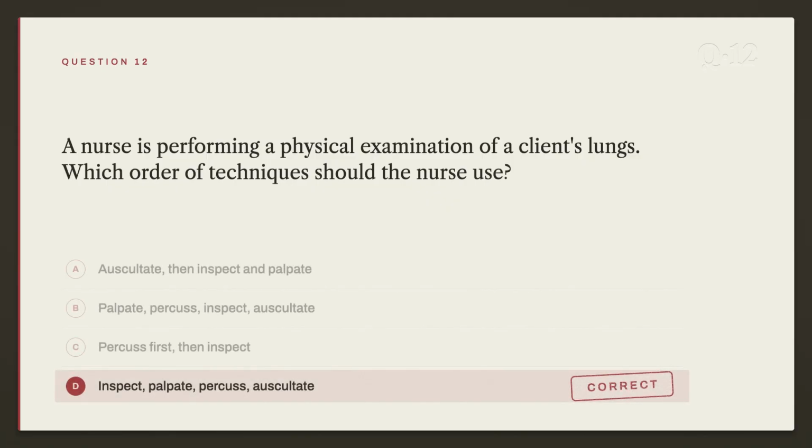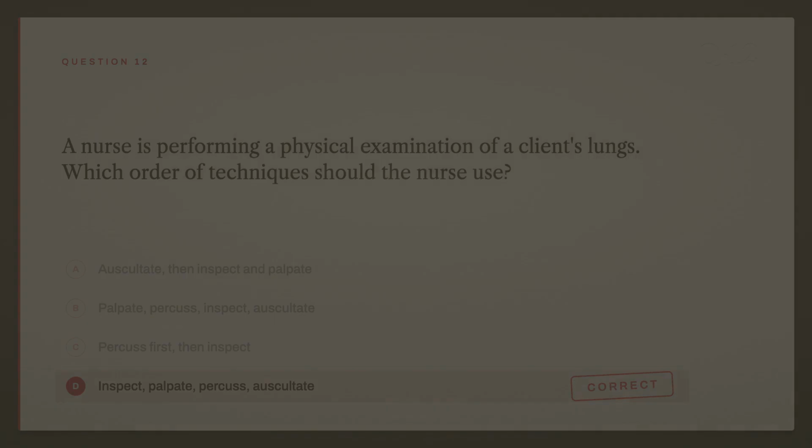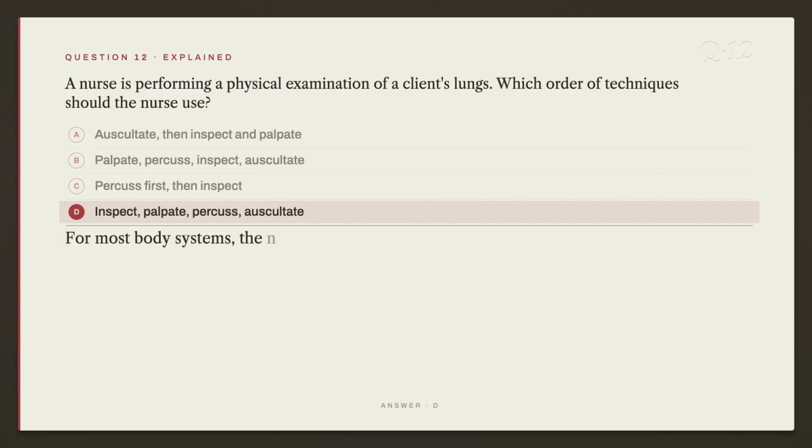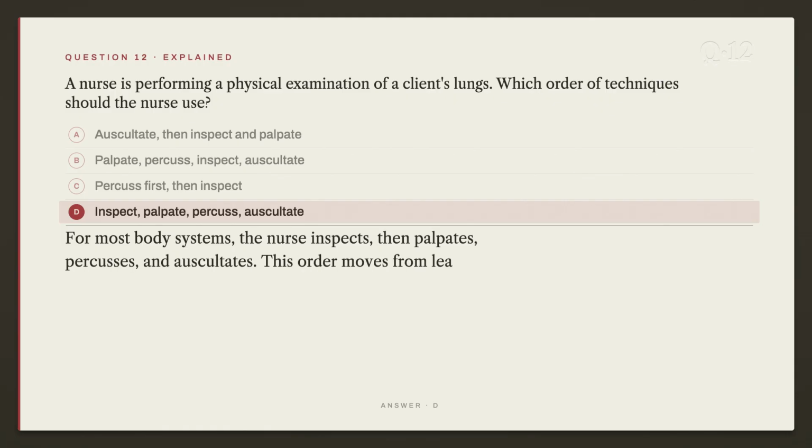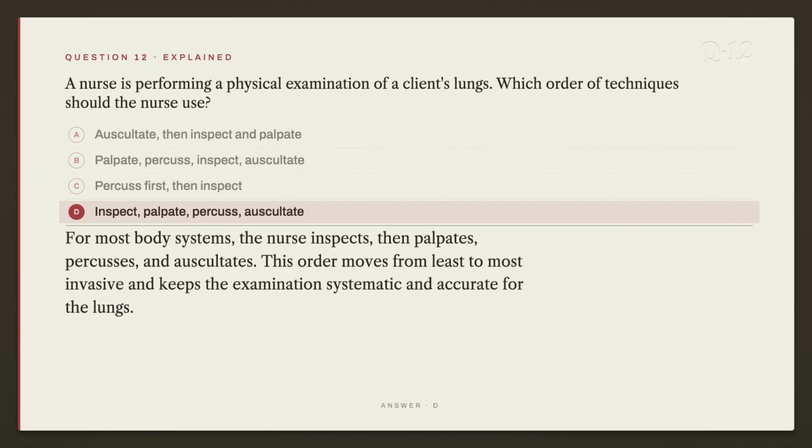The correct answer is D. Inspect, palpate, percuss, auscultate. D is correct because for most body systems, the nurse inspects, then palpates, percusses, and auscultates. This order moves from least to most invasive and keeps the examination systematic and accurate for the lungs.